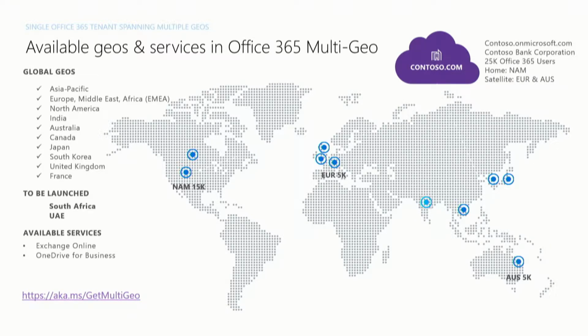It might take a month or 2 before it becomes part of the multi-geo support itself, because we have to do additional work to ensure that geo is now capable of being added as a satellite geo as well. Okay? So just a point to be noted. The other thing, as I mentioned, is that Exchange and OneDrive are available right now as part of the general availability, as part of one of the Office 365 multi-geo queues itself.